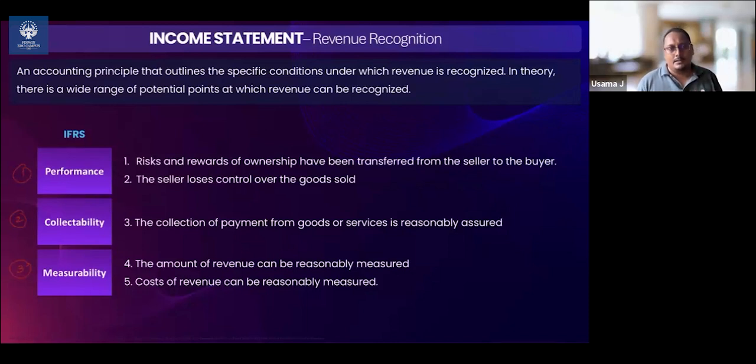So these are the very questions that you will be asking in the event you're talking about revenue recognition. Number one, in terms of performance, risks and rewards of ownership have been transferred from the seller to the buyer. So I'm selling a good or service to you, and now the entire risk and rewards lie with you, the buyer. If at this point of time, hypothetically, there is damage to the goods, is that my problem or is that your problem? It's going to be your problem. So you can see the risk and rewards have transferred to the buyer. I can recognize it as revenue.